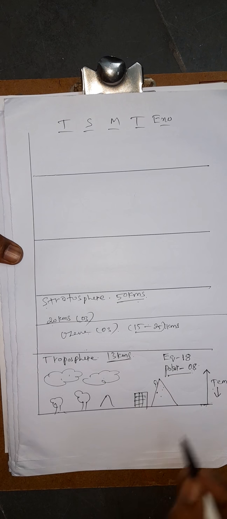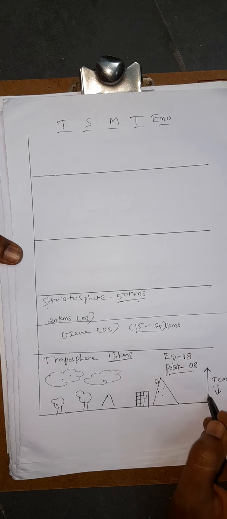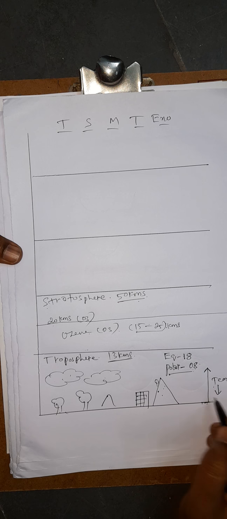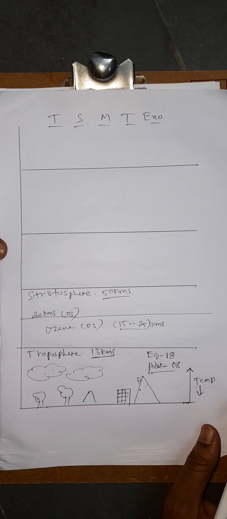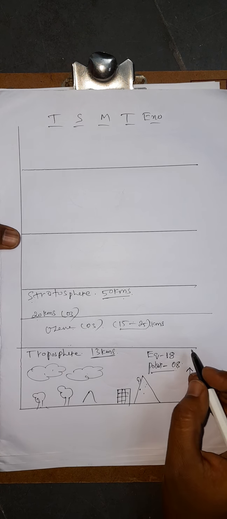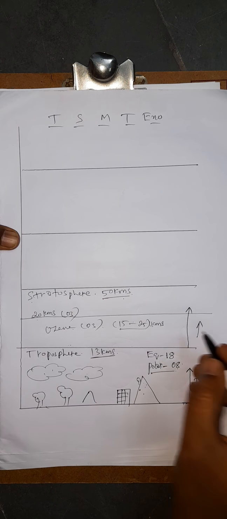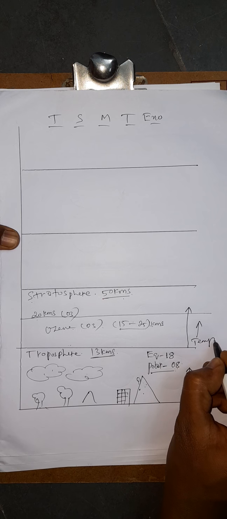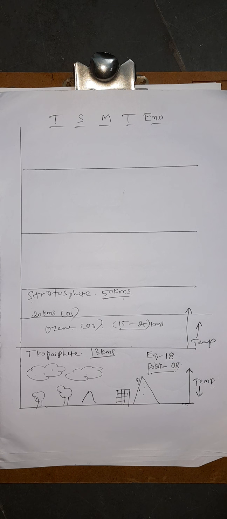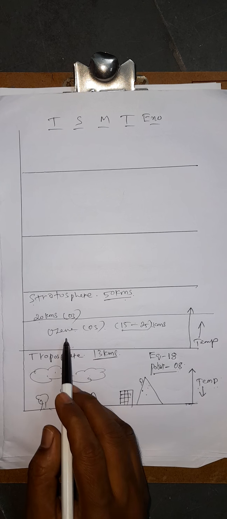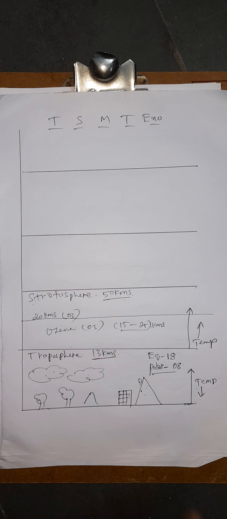Now we'll come down to the heat. In the first layer, the troposphere, we have discussed that as we go high, temperature decreases. Now in this layer, as we go high, temperature increases. So why does temperature increase? Let us understand this. In our textbooks, we don't have a discussion of why the temperature increases in this layer.